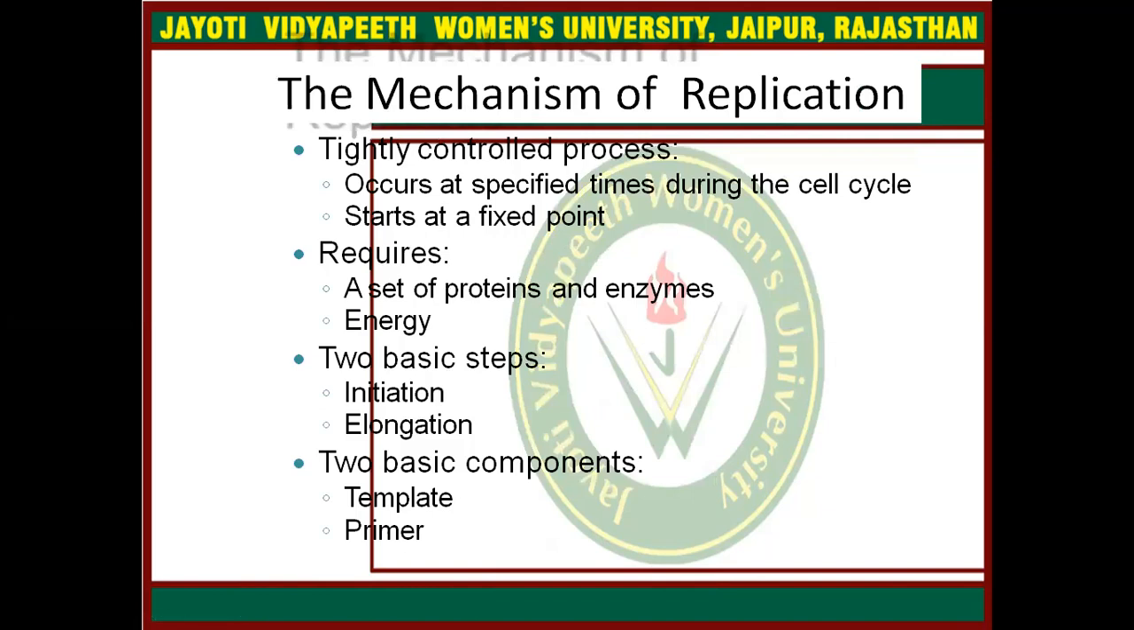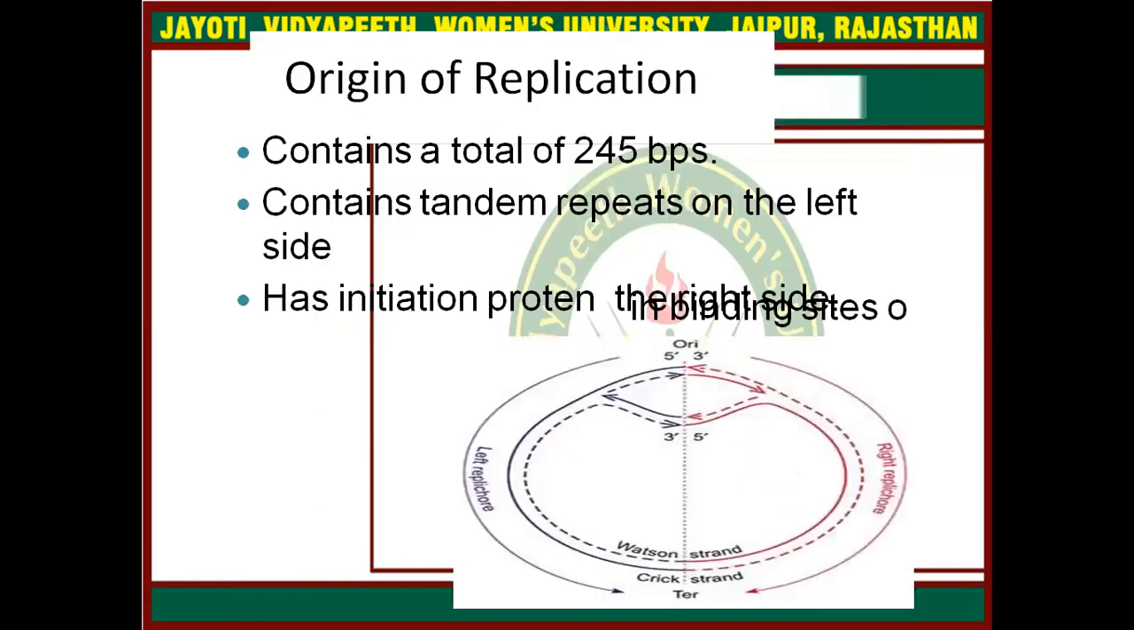Next is the mechanism of replication. First of all, it is a tightly controlled process. It occurs at specified times during the cell cycle and starts at a fixed point. It requires a set of proteins and enzymes and energy. Two basic steps are involved: first is initiation and second is elongation. Two basic components, template and primer, are required.